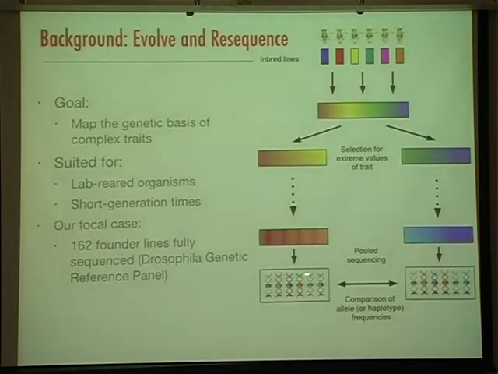And then he does pooled sequencing, where he takes representatives of the high line, representatives of the low line, and grinds them up and puts them on a single lane of a HiSeq machine, and then makes some estimate of allele frequencies, or we could use haplotype frequencies, and compares them across these different pools, and tries to find regions of the genome that have changed in frequency, because those should be the QTL that underlie the trait in the founder line.